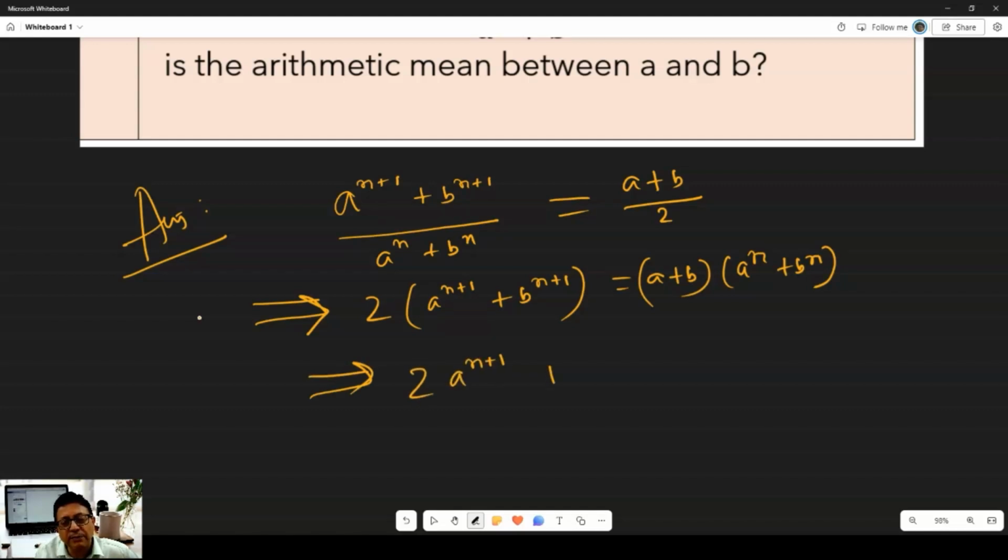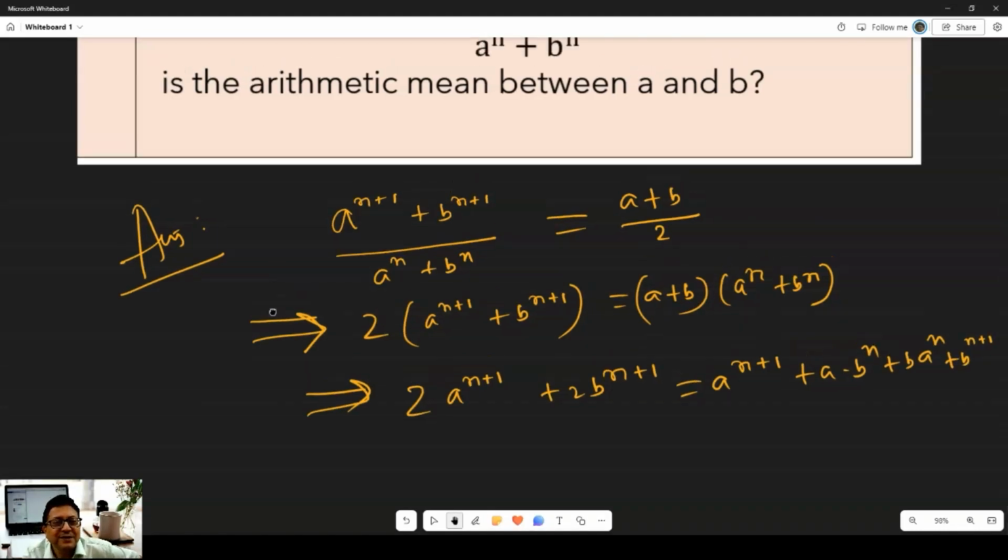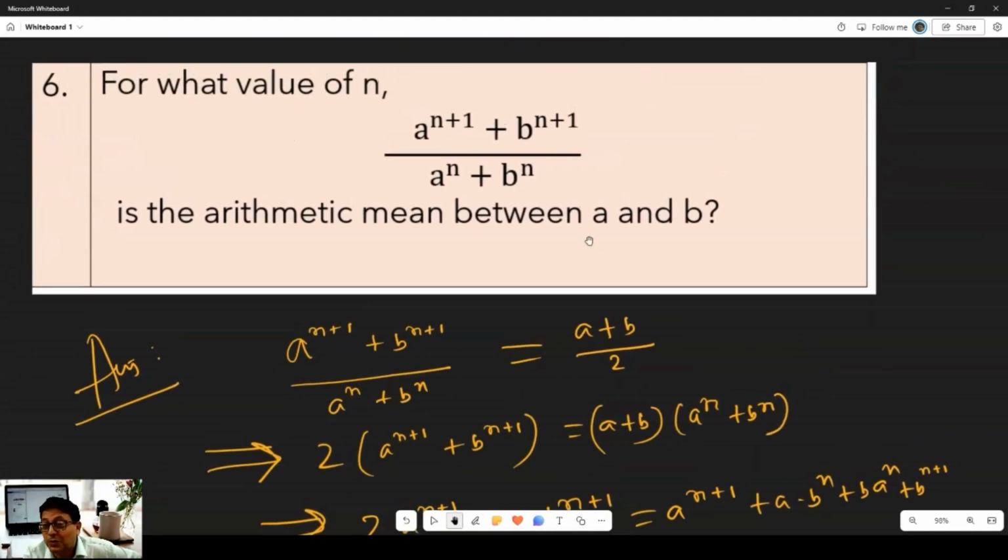Twice a to the power n plus 1, a to the power n plus 1, ab to the power n, plus... just open the bracket. Isn't it? This kind of sum is given just to confuse you. Such a huge sum, how to solve?